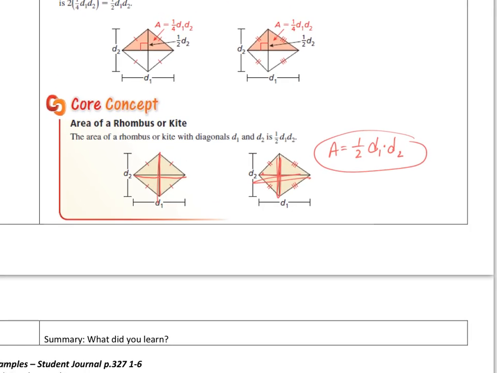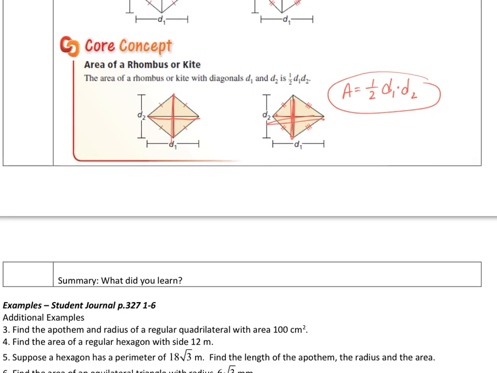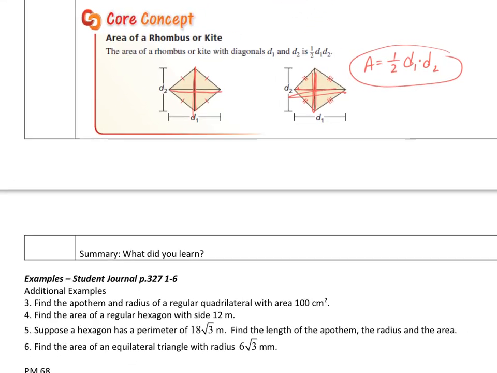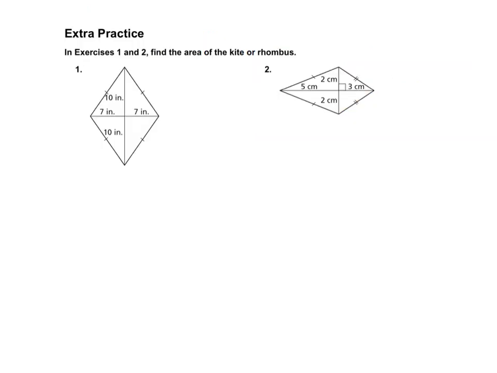and that's on a rhombus or a kite. All right, so let's turn to page 327 in the student journal, and let's do some of these problems. For the first problem here, we have to find the area of this kite, or actually this one is a rhombus. So let's do this. And we know that the area, from what we just talked about, is 1/2 the product of the diagonals.